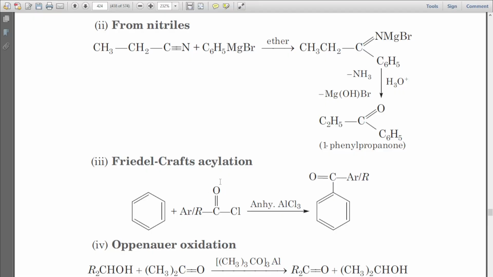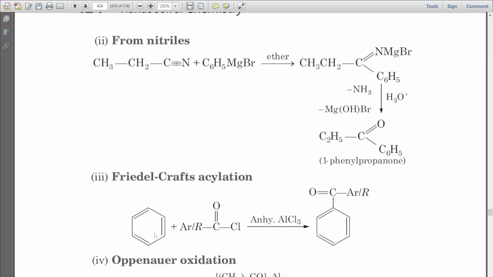And the last method is Friedel-Crafts acylation. Benzene ring is attacked by RCOCl or an aromatic acyl halide in the presence of a Lewis acid. The same mechanism follows. This chlorine atom gets attracted towards AlCl3 because it is electron deficient and needs electrons. This entire species gets converted into an electrophile, and therefore it gets attached to the aromatic ring and forms ketones.